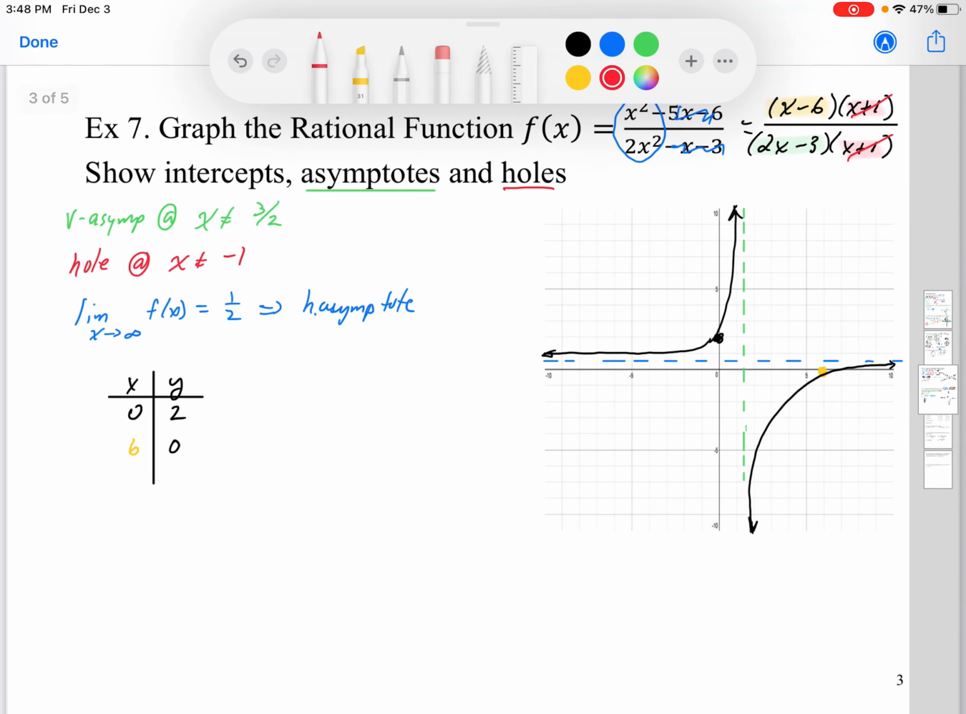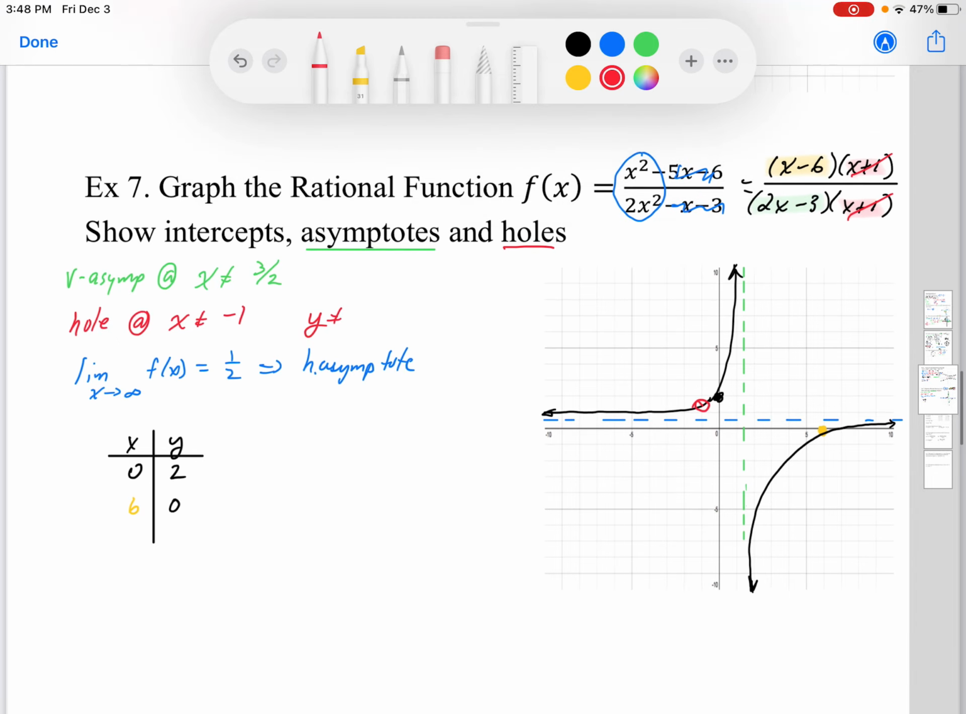The hole I need to draw in at x equals negative 1, my hole is going to be right about there. If I want to find the y coordinate of my hole, I just plug it into the simplified expression. So I plug it into here. I'm going to get negative 7 in the numerator, and when I plug negative 1 into the denominator, I get negative 5, so I get 7 over 5, or 1.4. So this coordinate here is at negative 1, positive 7 over 5, or positive 1.4, and that represents the hole in the graph.